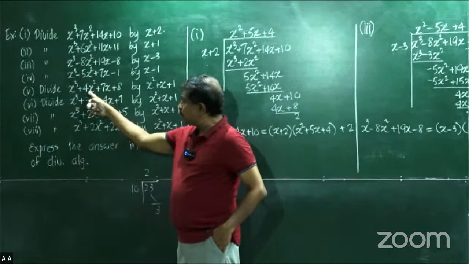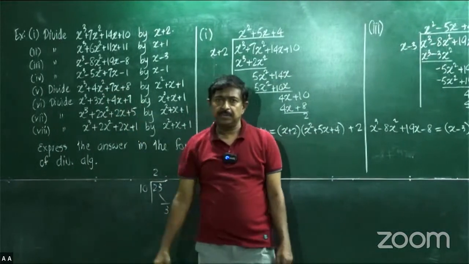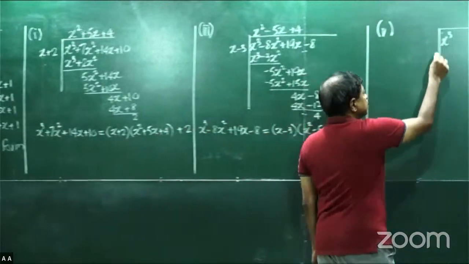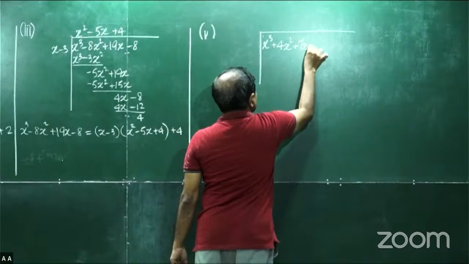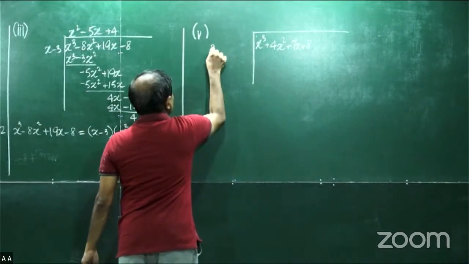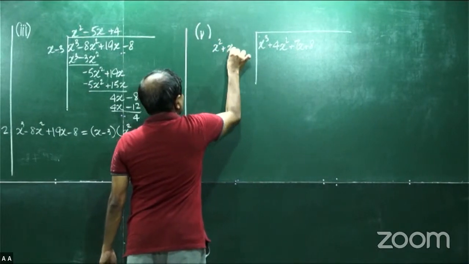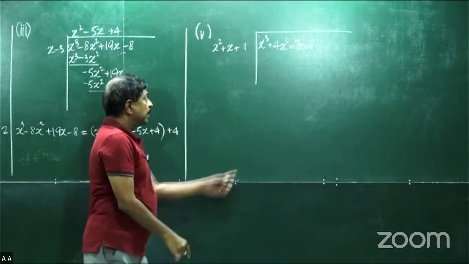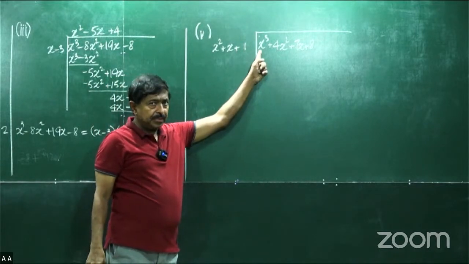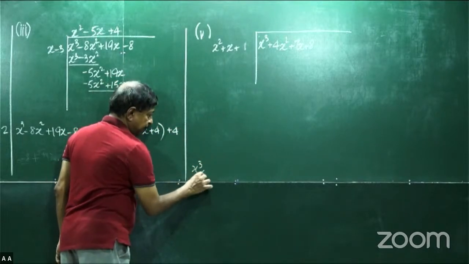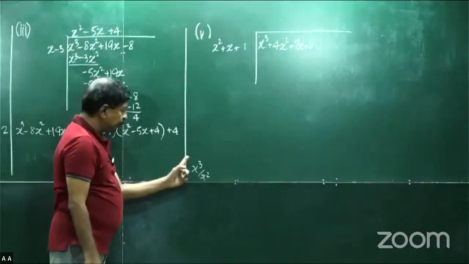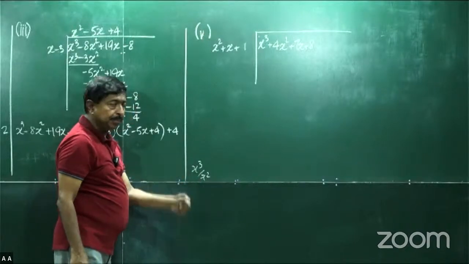x cubed plus 4x squared plus 7x plus 8. Again, divide the leading terms. x cubed divided by x squared. So it is like this. Two of them will go away, leaving x at the top.